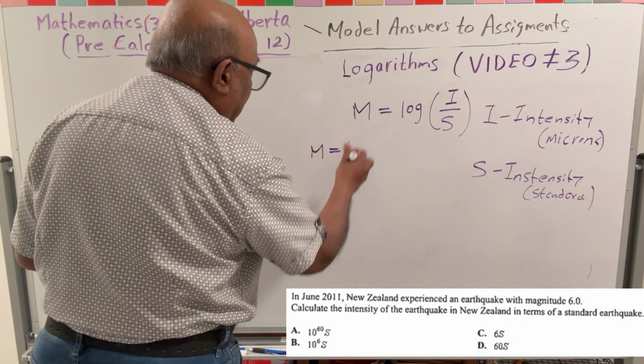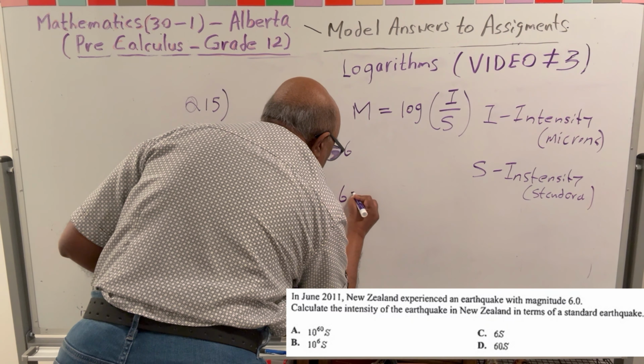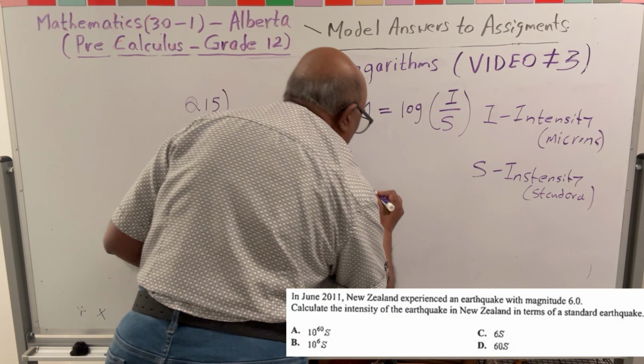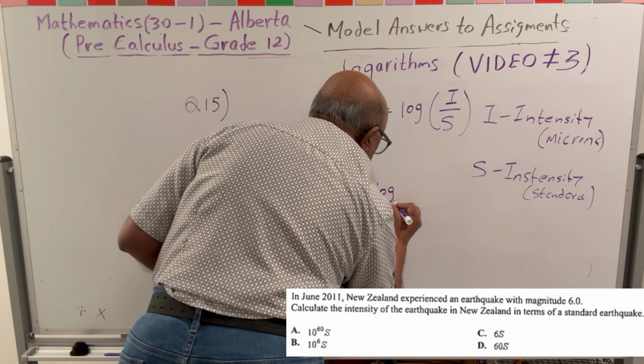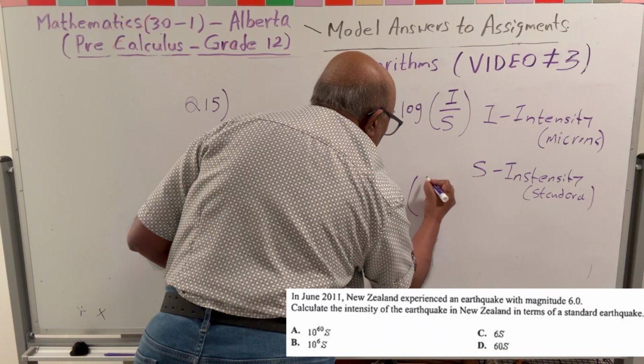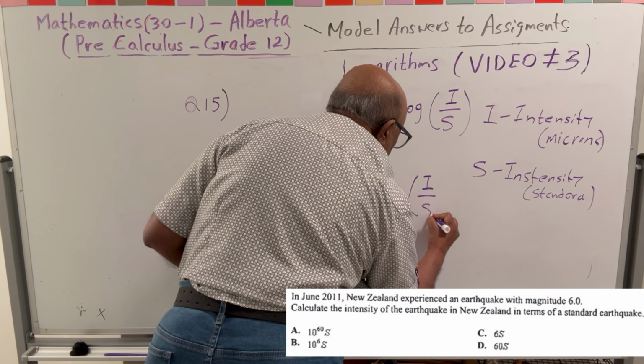Let's continue this. M is 6. We can directly substitute this one. Log 10 I upon S.